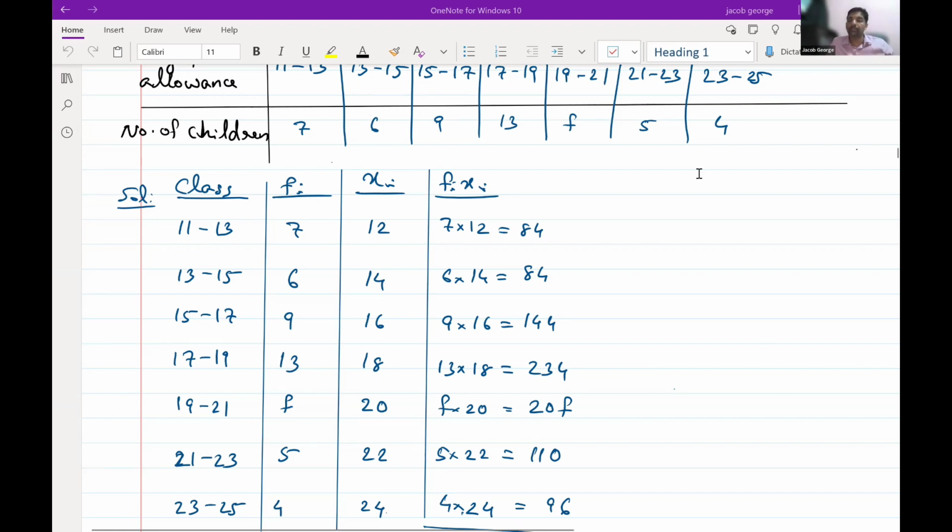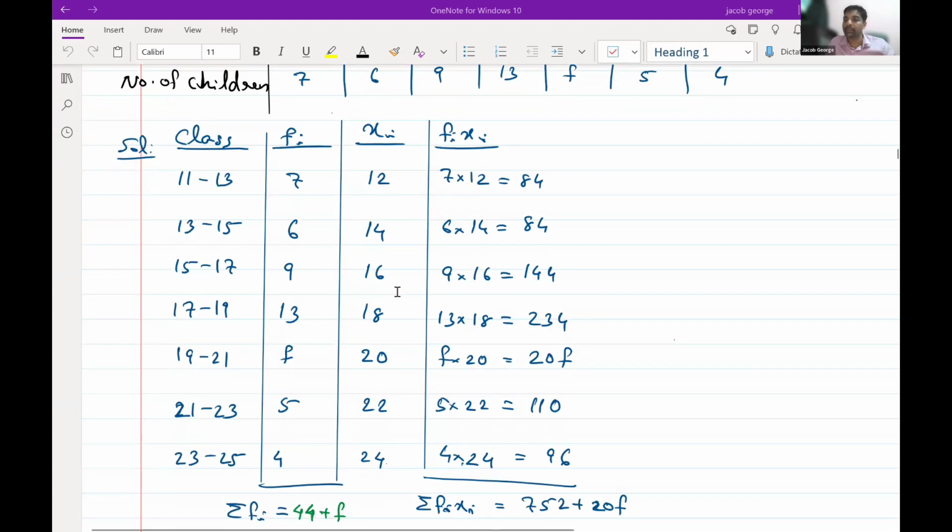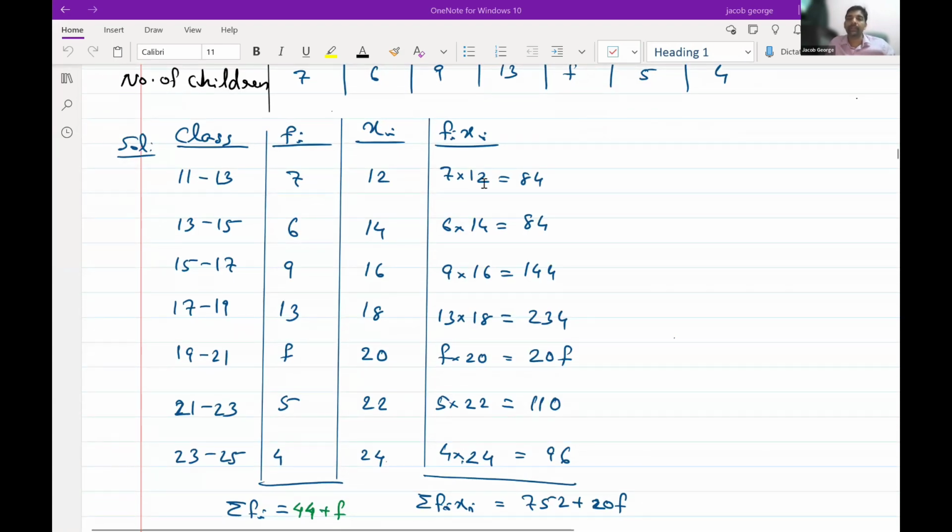For 11 and 13, the mid value is 11 plus 13 by 2. 11 plus 13 is how much? 24, right? 24 by 2 is 12. So for 11 to 13, the middle value is 12. For 13 to 15, the middle value is 14. That is the xi, the third column, that we have to create. Then we multiply fi into xi.